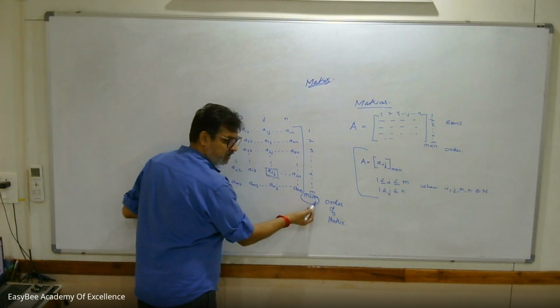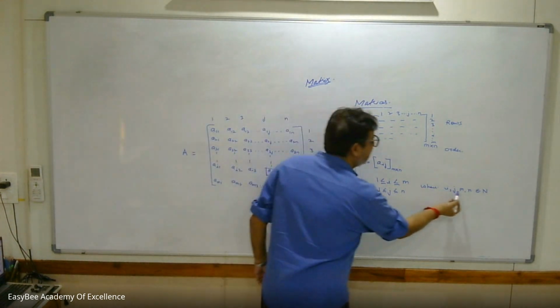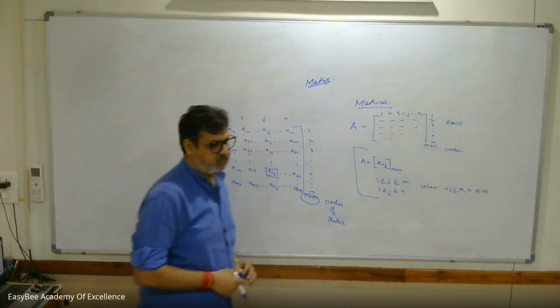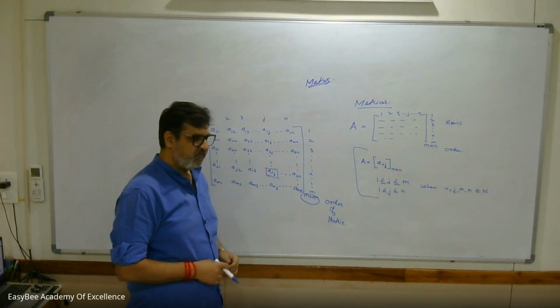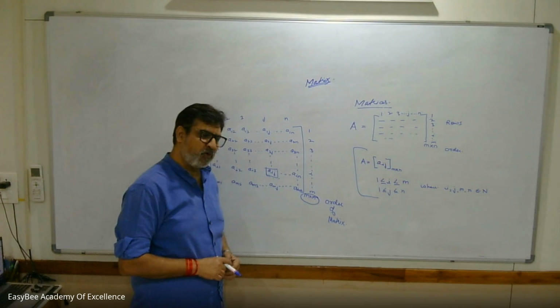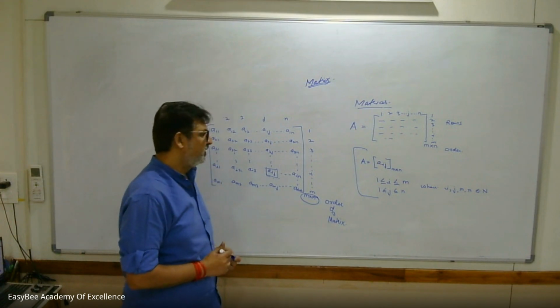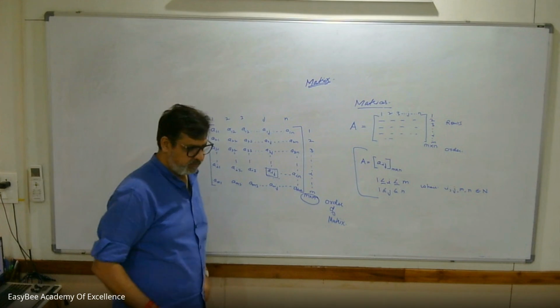The order is m cross n, where these i, j, m, n are natural numbers. They will be natural numbers, not fractions, not negative. These are natural numbers, or you can say they are positive integers, right? So note down this thing, then we'll proceed.